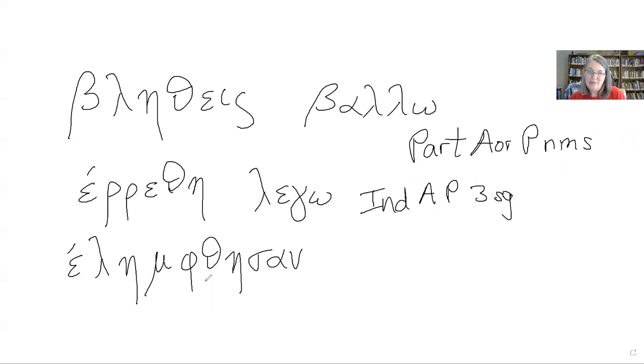And elemphthesan, have to pronounce all those letters. This is from lambano. And what we have here again is just the aorist indicative, aorist passive. And the thesan tells us that it's third person plural.